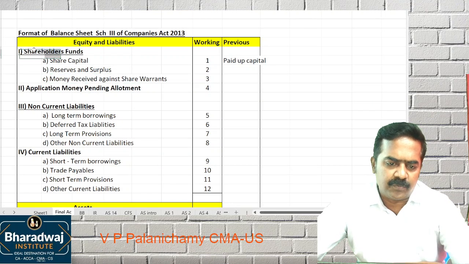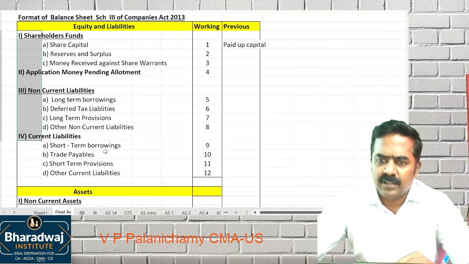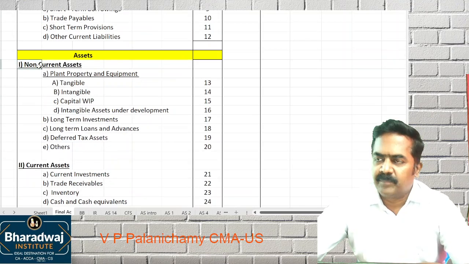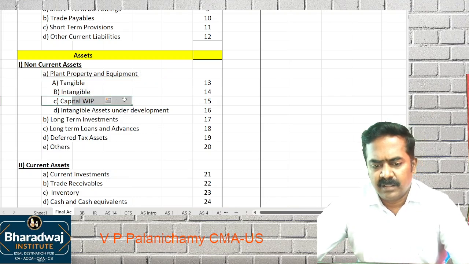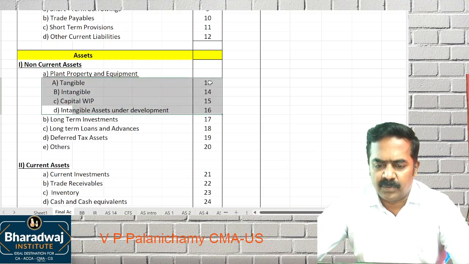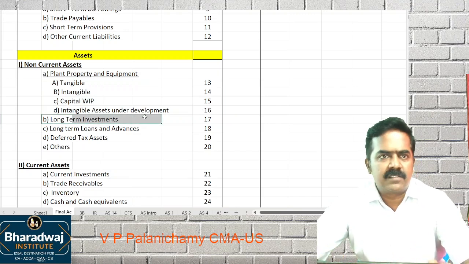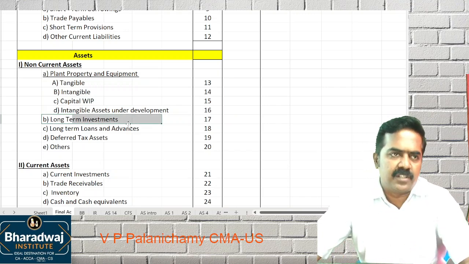So hope you know the format of the balance sheet, right? Asset side we classify into which one? Non-current asset, that is coming under PPE, that may be tangible or intangible. Fixed assets under construction, intangible assets under development, you have to give. All these things come under which one? PPE. If they tell you investments, is it short term or long term? Long term investments.